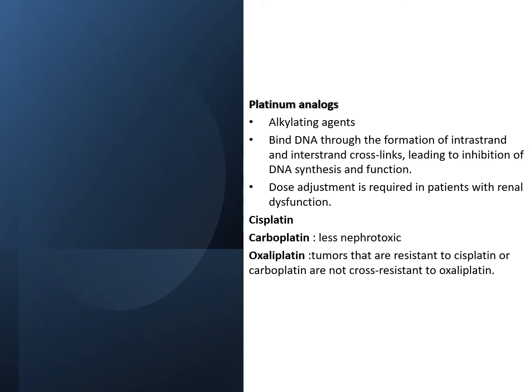What are platinum analogs? They are general alkylating agents. They inhibit DNA synthesis and function through binding to DNA by formation of intrastrand and interstrand crosslinks. With using this group, adjustments are required in cases of renal disease or renal dysfunction, because they are excreted mostly in the urine. Belonging to this group, we have cisplatin and carboplatin, which seems to be less nephrotoxic, which is an advantage.